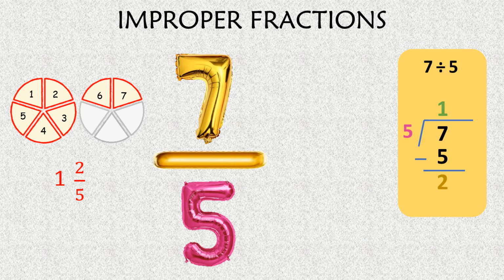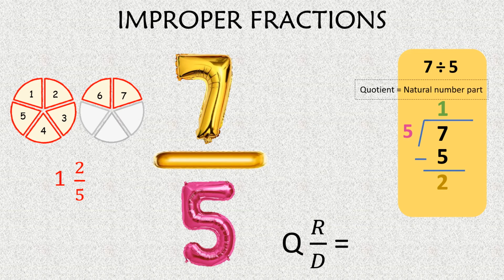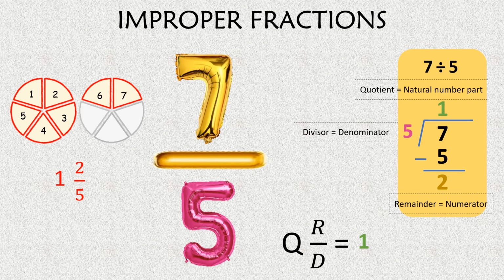So the mixed number is written as Q R upon D, where Q is quotient, which is natural number part, and R is remainder and D is denominator. Now put the value. So what is quotient? 1. Remainder is 2. And write the denominator as it is. So the mixed number is 1 2 upon 5.